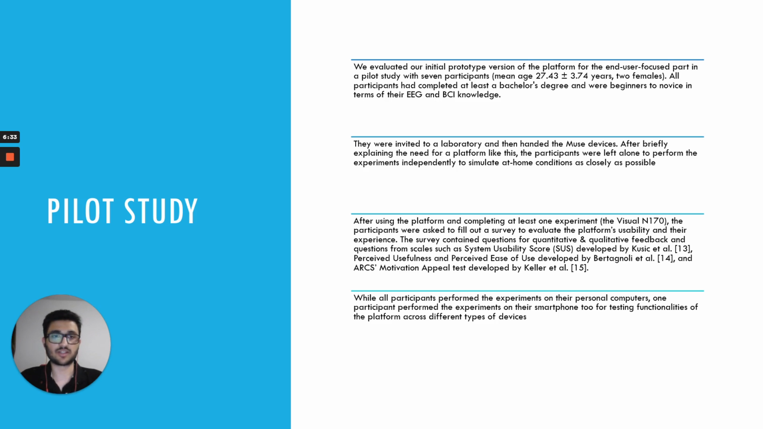After going through at least one experiment, the participants would go through the survey wherein they were asked questions for quantitative and qualitative feedback. They were asked questions from scales such as the system usability scale, ARCS motivation appeal model, perceived usefulness, and perceived ease of use scales. While all participants performed the study on their personal computers, one participant performed the study on their smartphone too for testing functionalities on the platform across different types of devices.